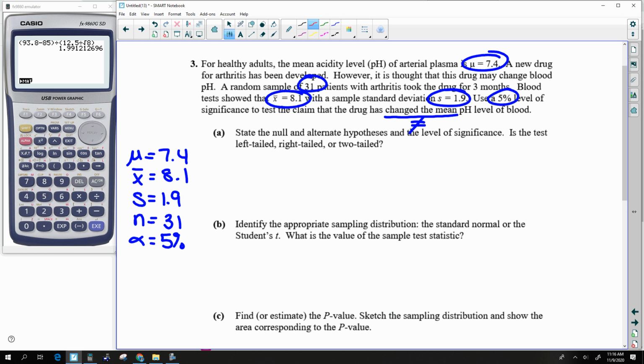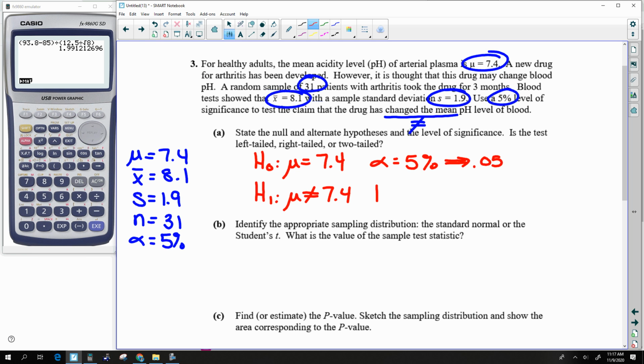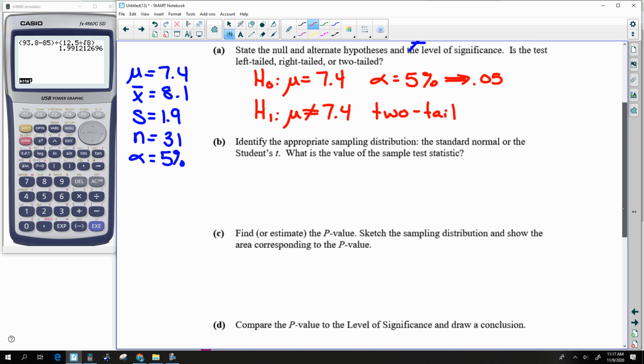All right. So our null hypothesis in this situation is that the average is 7.4. And our alternate hypothesis is saying that it has changed. It is not 7.4 anymore. Okay, this is a level of significance of 5%. And this, again, is a two-tail. All right, because this is an S, this is going to be a student's T.